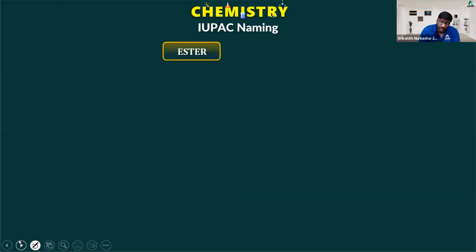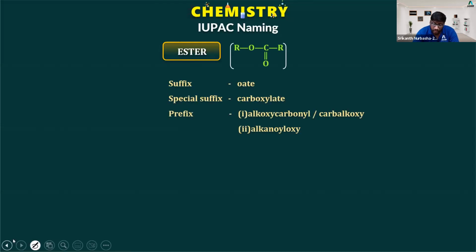Right. Esters. What is the name you are going to use for esters? Suffix is going to be oate. Special suffix is carboxylate. Prefix is alkyl carbonyl or carbalkoxy. RC double bond O, OR. So these are the suffix, special suffix and prefixes. This is the alkyl group and this is the alkanoyl group. They are said to be alkyl alkanoates.